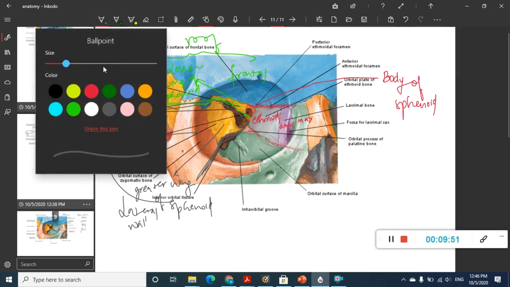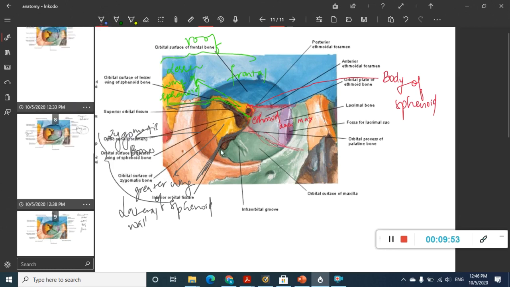And what about the floor? Floor, this is the rest of the thing which you see here. So in the floor, what do you have mainly? Mainly in the floor, you have this part of zygomatic bone, and you also have the maxillary bone in the floor. Okay, zygomatic bone, maxillary bone, and this part of the bone, which is the orbital process of palatine bone. All these three are present in the floor of the orbit. Okay, so this is important about the orbital floor.